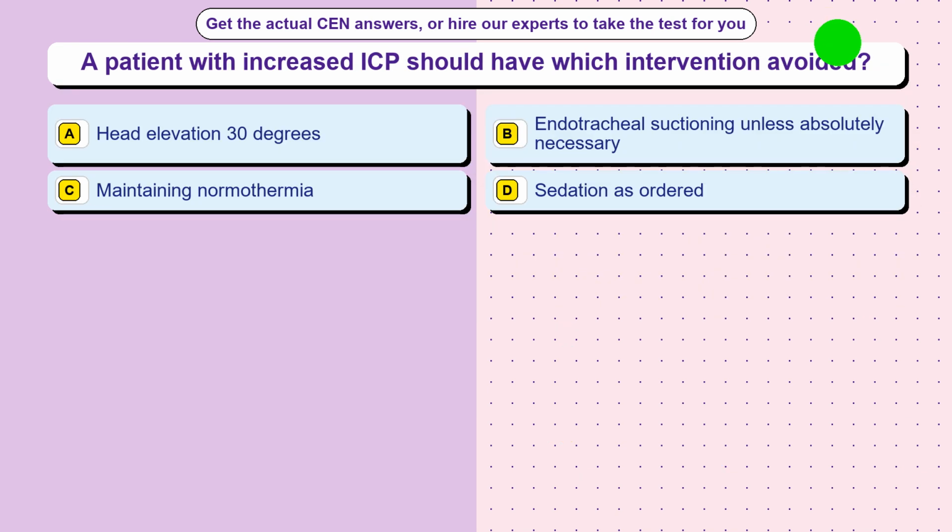Question 44. A patient with increased ICP should have which intervention avoided? Option A, head elevation 30 degrees. Option B, endotracheal suctioning unless absolutely necessary. Option C, maintaining normothermia. Option D, sedation as ordered.